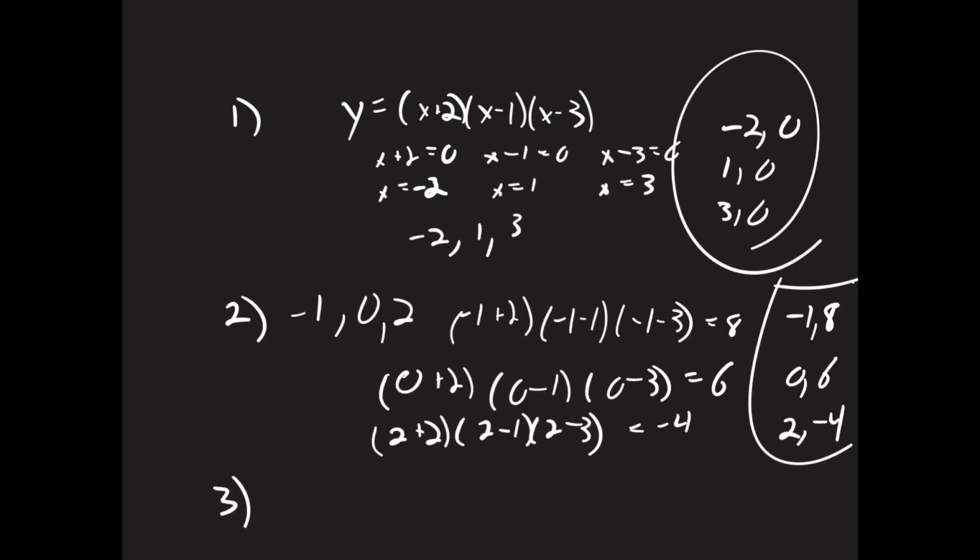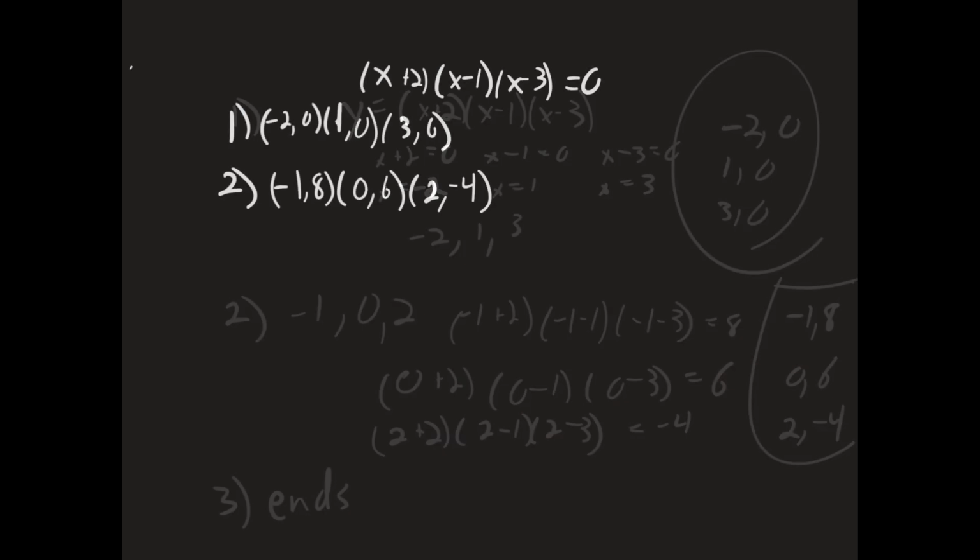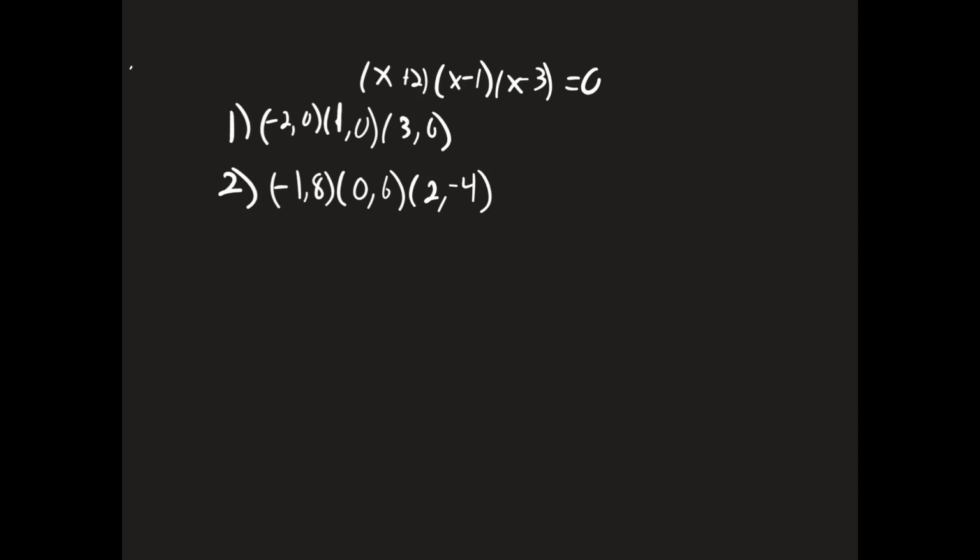Now my step 3 here is to determine my ends, my endpoints, that we did. Okay, so so far we have found our zeros, right? The negative 2, 0, 1, 0, 3, 0. We have found our 3 other random numbers that we plugged in. So negative 1, 8, 0, 6, and 2, negative 4 is what we used. And now what we need to look at is our ends of this. So look, I have x and x and x, right? So my step 3 is going to be finding my direction. So I have, that's an x cubed. There's no numbers there, so it's just x cubed.